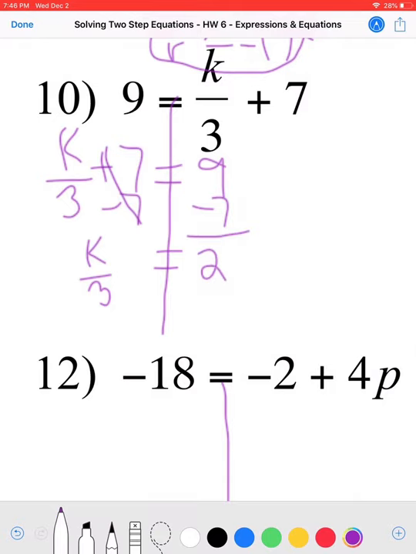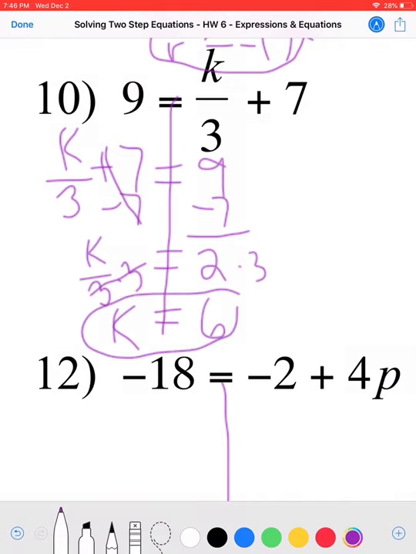All right. You're left with k divided by 3 equals 2. This is saying k divided by 3. So the opposite of dividing is multiplication. So I'm going to multiply both sides by 3. This side cancels out. You're left with k equals 2 times 3 equals 6. Both of those are positive numbers, so you're left with k equals 6.